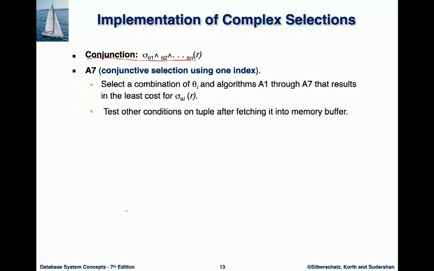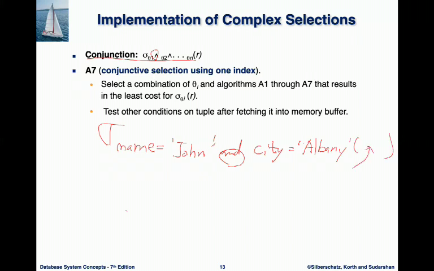Okay, so how about that? Selection, name equals John, and, okay? So this symbol means logical and, right? Name equals John, and city equals Albany, where the input relation is student. So we are interested in finding all of the students whose name is John and whose city is Albany, okay?